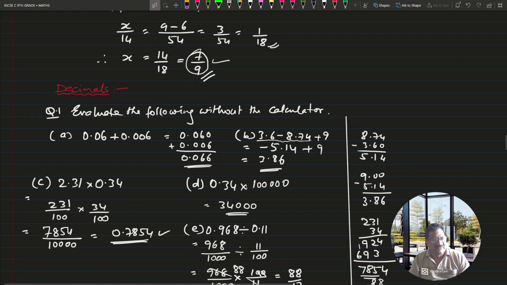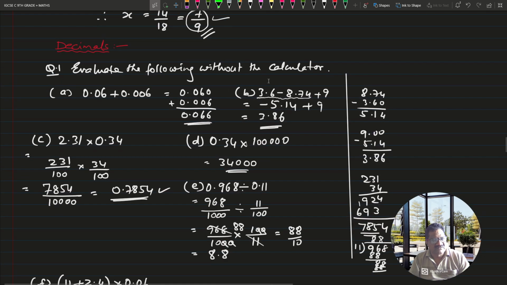Now in today's session, we are going to start with numericals on decimals. So let us get started. Decimals. Question number one is: evaluate the following without the calculator.